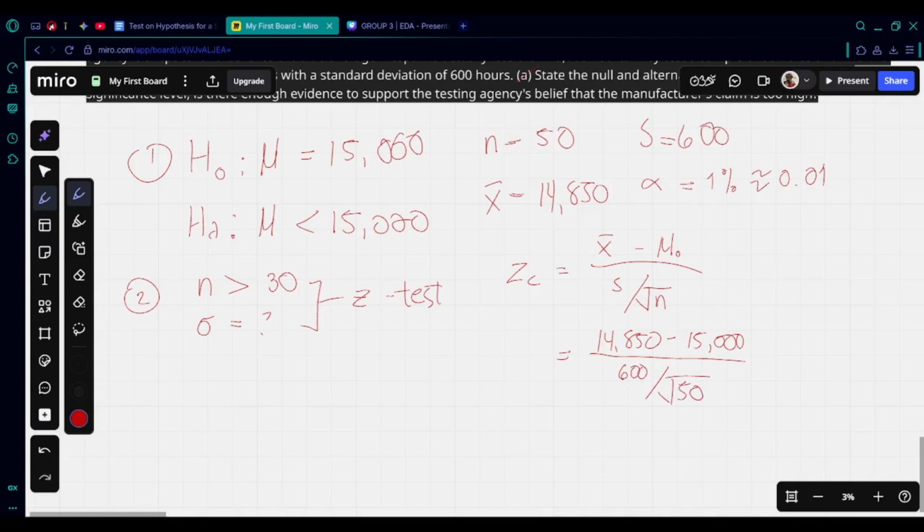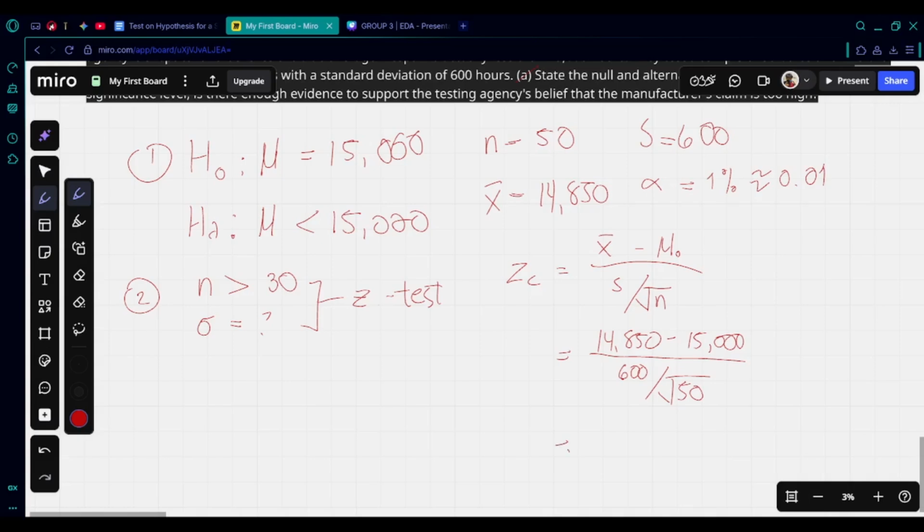So let us type this in our calculator. I hope you are solving too, so that you can follow me solving this problem. So 14,850 minus 15,000 over 600 divided by square root of 50.